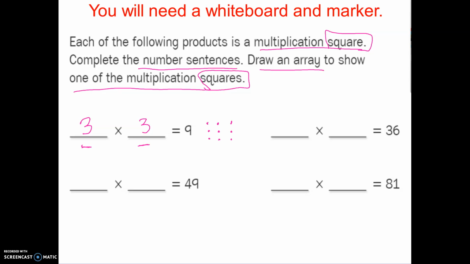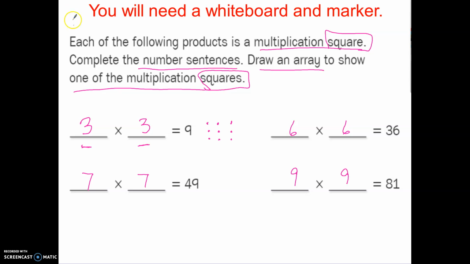Pause, complete, come back. Okay, so now that you're back, you should have gotten 7 times 7 equals 49, 6 times 6 equals 36, 9 times 9 equals 81. And you should have drawn an array for each of those.